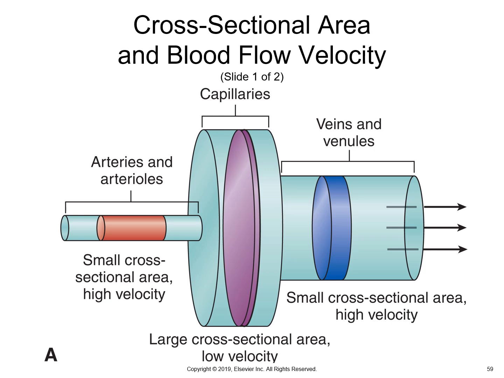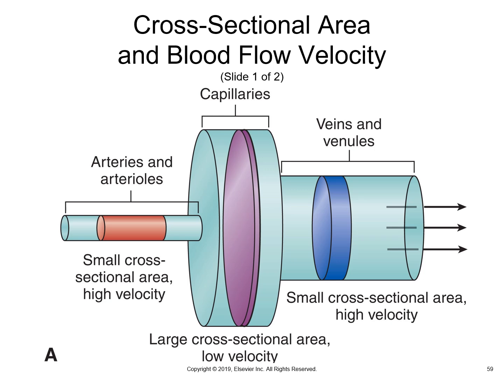This slide is a continuation of the previous slide, showing how the blood flow changes as it moves through our circulatory system, looking at the relationship between the cross-sectional area and the blood flow velocity in these different vessels. Arteries and arterioles have a small total cross-section area, so blood flows in them at high velocity.